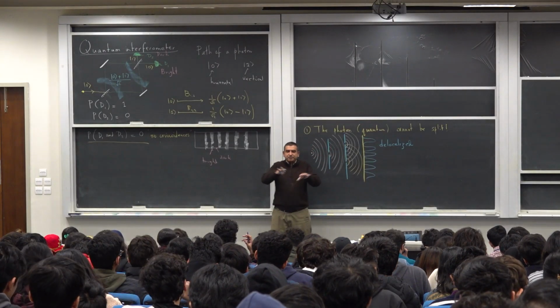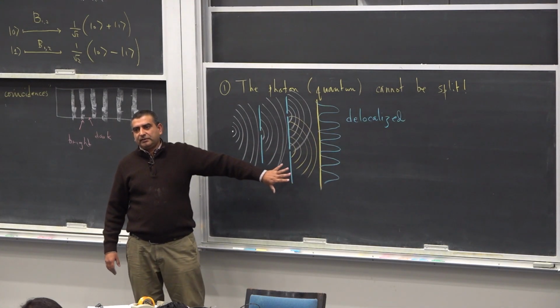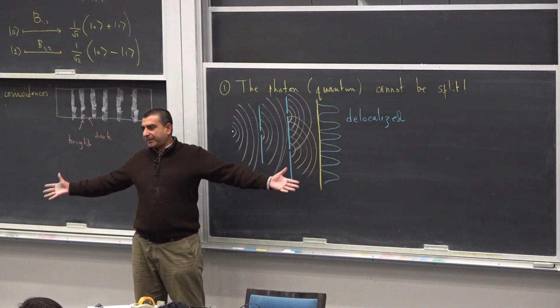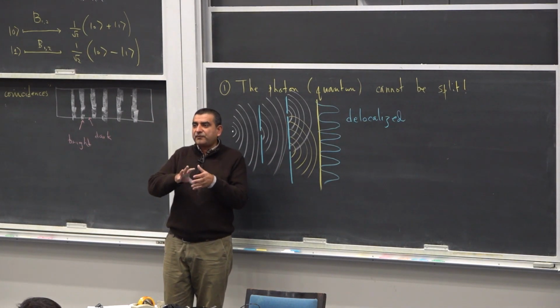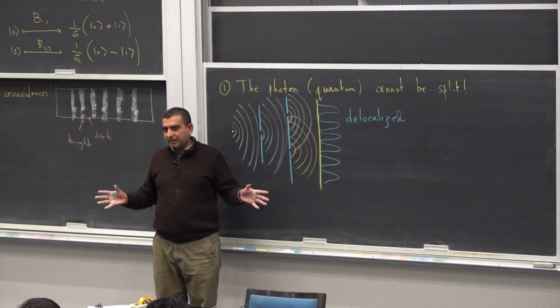Delocalized means being spread out in space. So the wave is delocalized here. A wave by definition is delocalized. It's spread out in space, it's spread out in time. Delocalized means it's not confined to one location. It's in both of these paths at the same time.